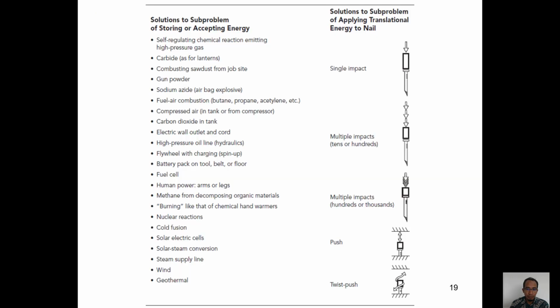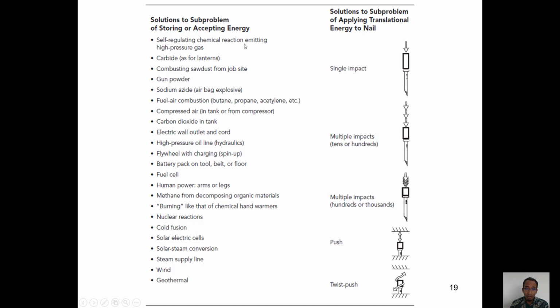Okay. So this is just an example. Maybe it's a little bit technical. You don't have to really go into detail. But here are just options of solutions that are available, that we can think of, that could be alternative solutions for our problem in developing a handheld nailer. So for example, solutions to solve the problem of storing and accepting energy.